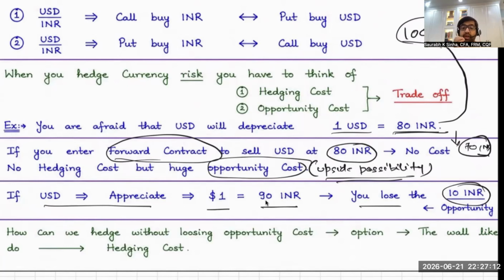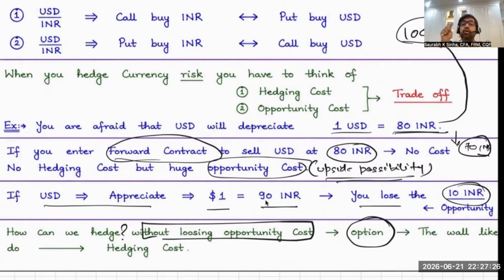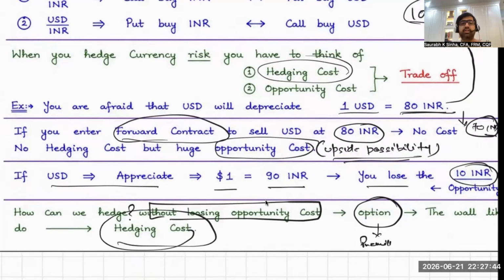Now the question is how we can hedge without losing opportunity cost. And there comes the option contract. Because in the option contract, you will hedge your risk, but you will not lose on opportunity cost. But you will start incurring hedging cost. Why? Because any option contract that you buy, you incur what? The cost of buying the option, that is the option premium. So this will lead to a hedging cost. What will lead to hedging cost? The option premium will lead to hedging cost.